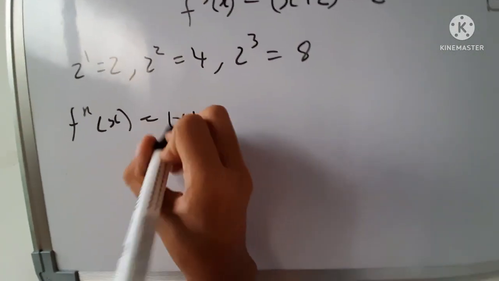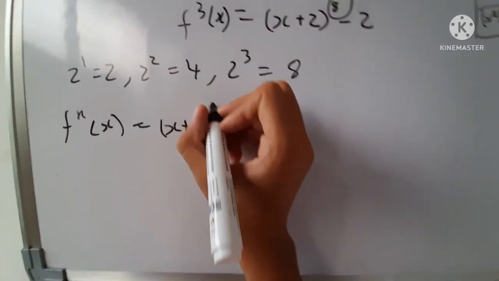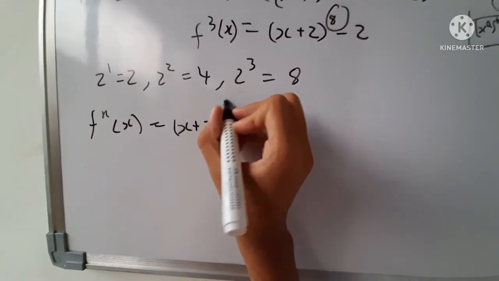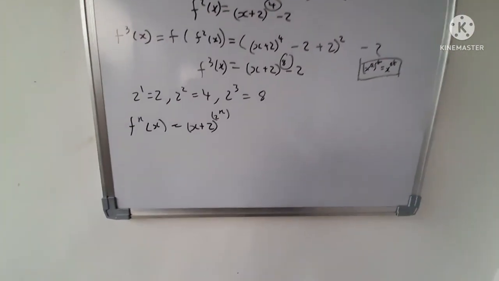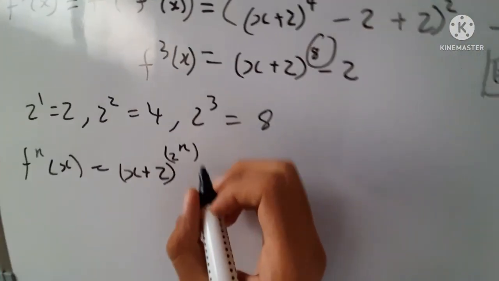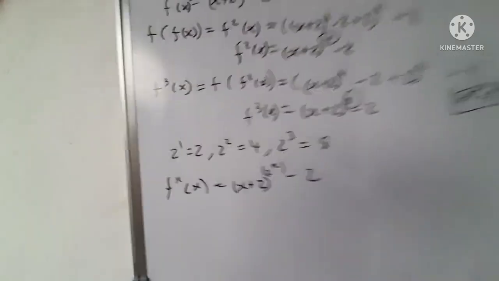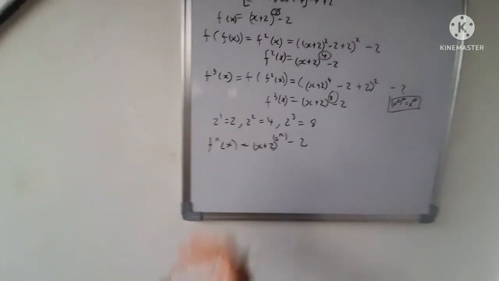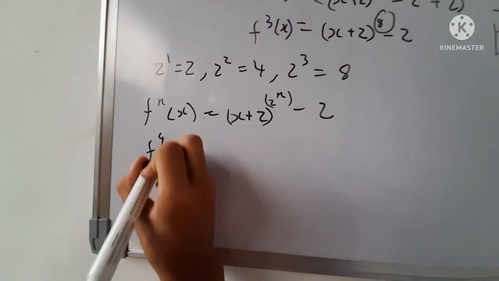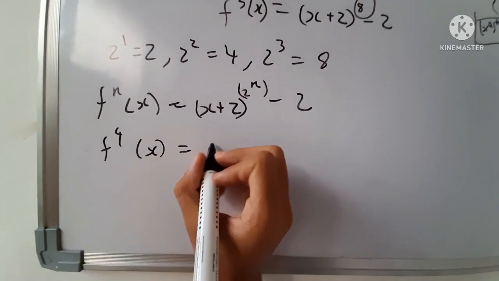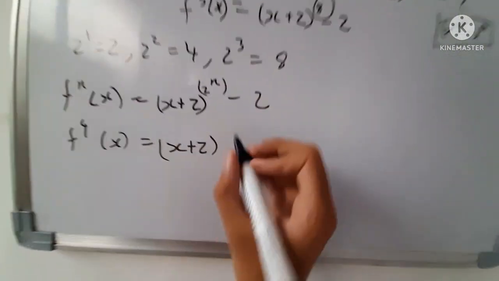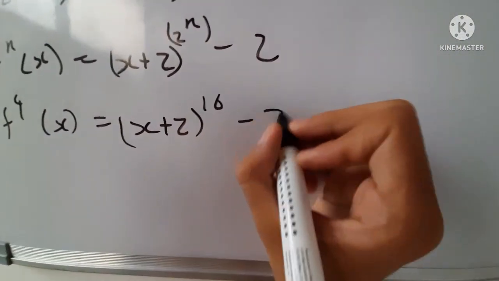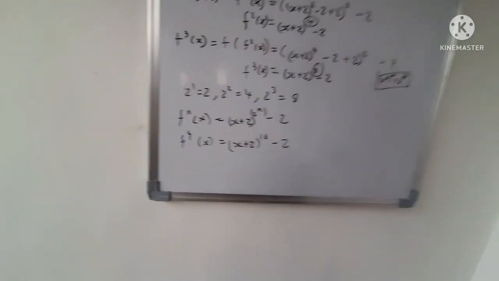So fn of x is x plus 2 to the 2 to the n, and then of course minus 2, and that's fn of x. So quite evident that f4 of x would be x plus 2 to the 16 minus 2, right, because 2 to the 4 is 16. I think you should know that, I'm assuming.